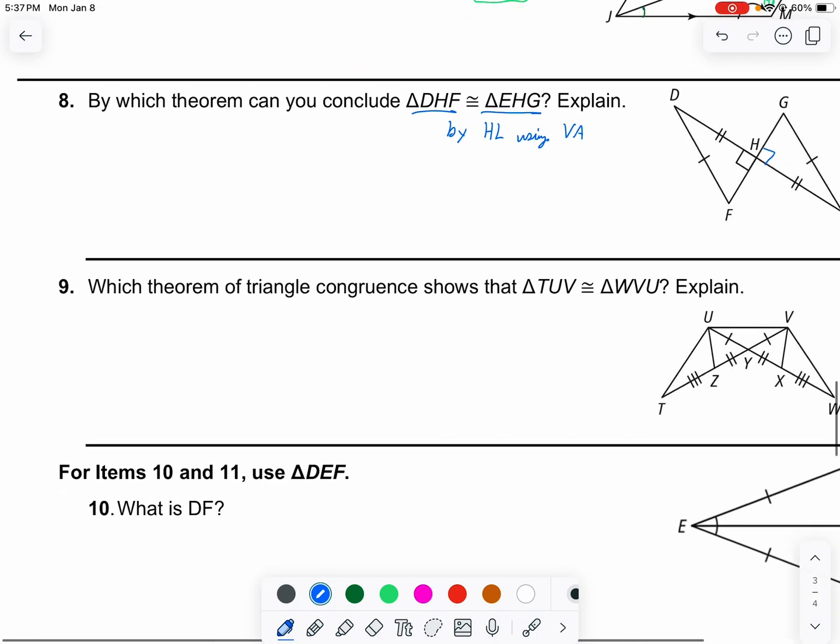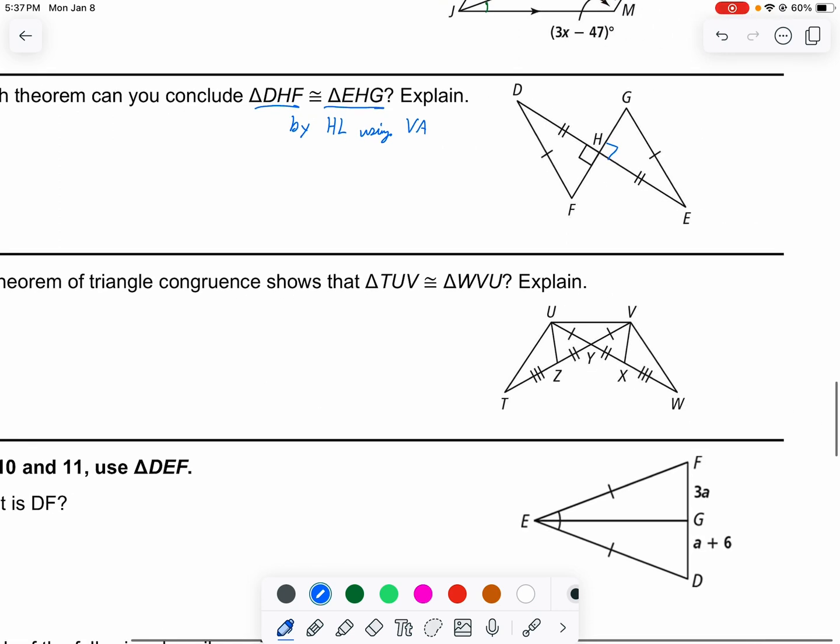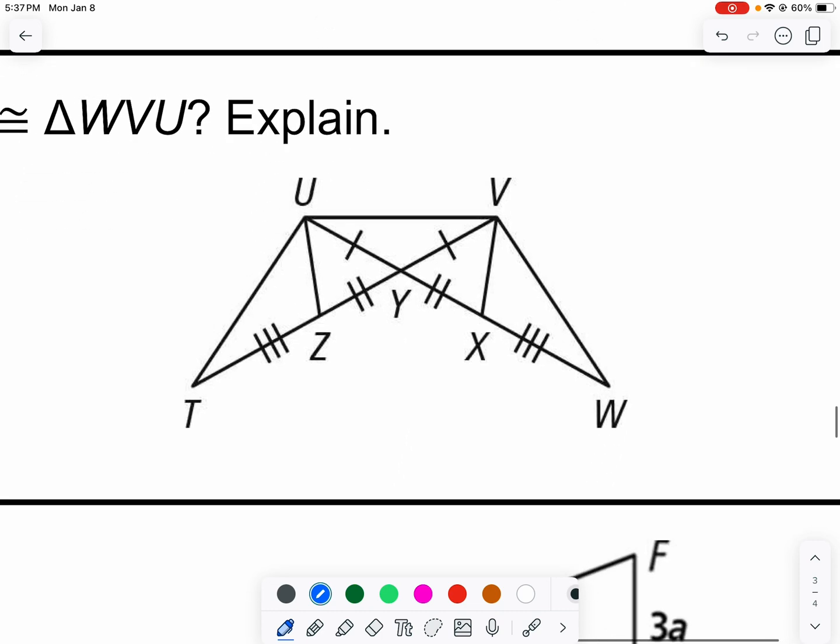All right. Which theorem of triangle congruence shows that triangle TUV is congruent to triangle WVU? So let's see, TUV and WVU.